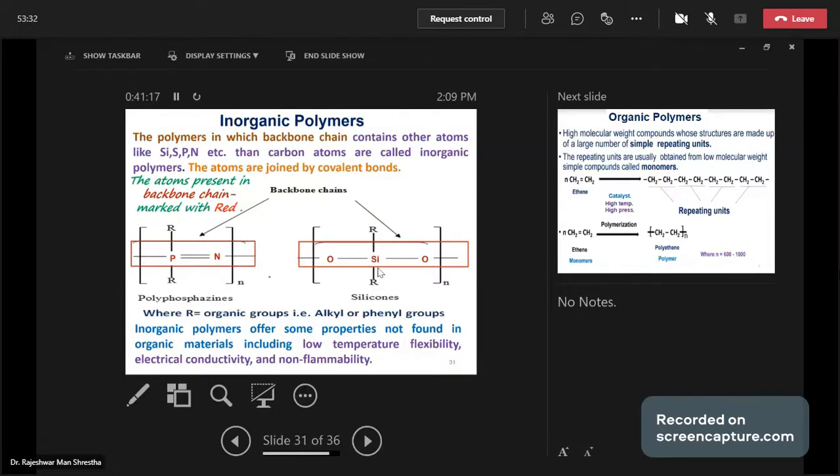And in organic molecules, all the atoms are bonded to one another by covalent bond, where R means organic group or alkyl or phenyl group. Inorganic polymer offers some properties not found in organic materials, like low temperature flexibility, electrical conductivity, and non-inflammability.